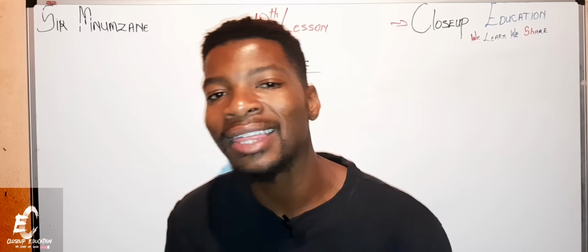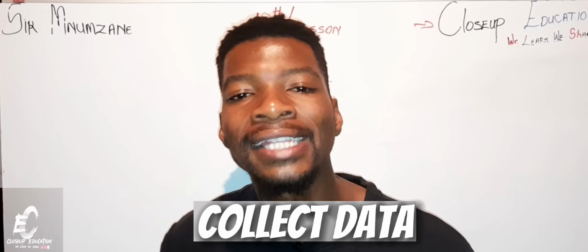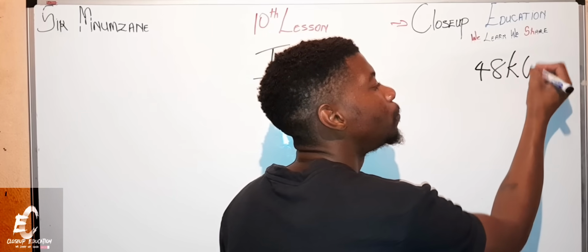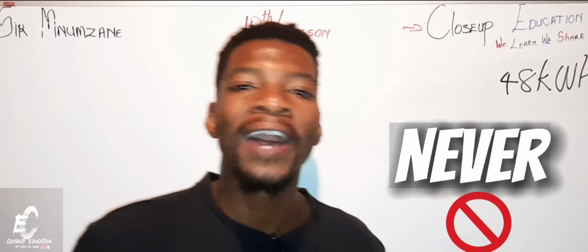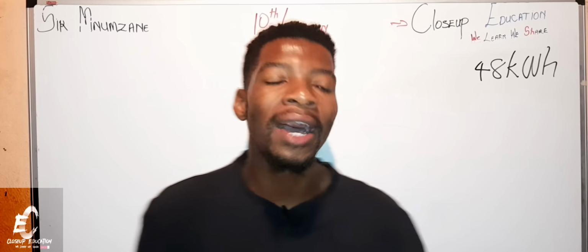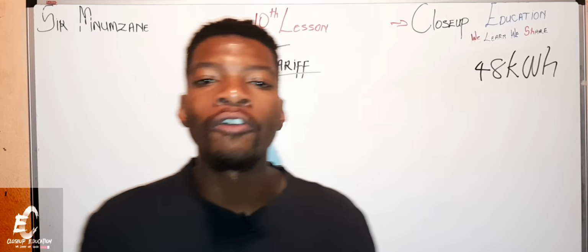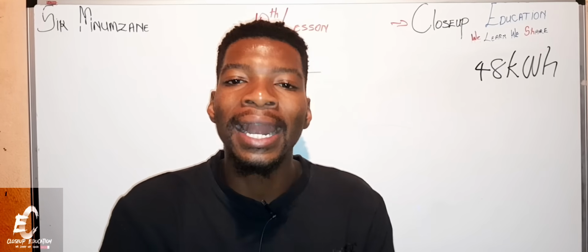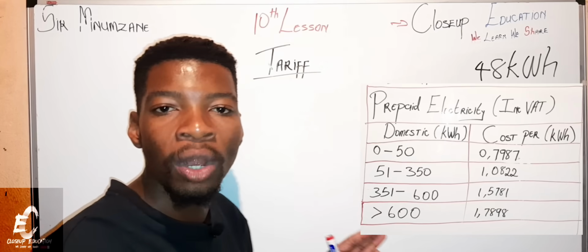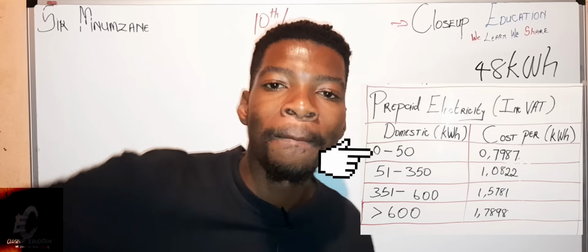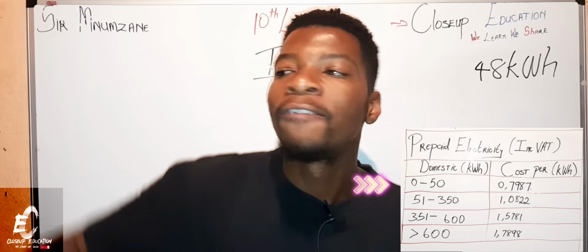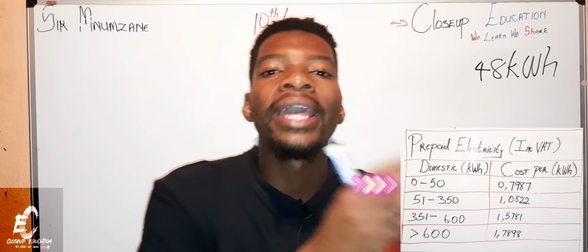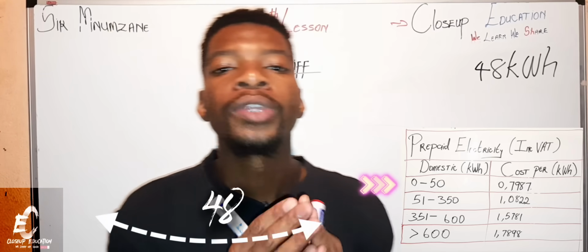We have to first collect data. What is our data? 48 kilowatts per hour. You can never answer any tariff question without the tariff table. Why? Because we have to understand which bracket 48 kilowatts per hour falls under. It obviously falls under the first bracket, because the first bracket says from 0 to 50 kilowatts per hour, and 48 is between 0 and 50.